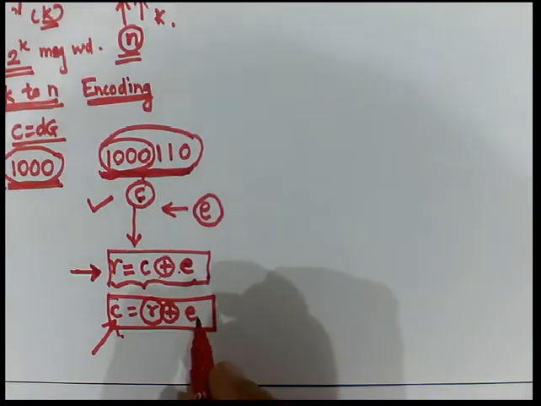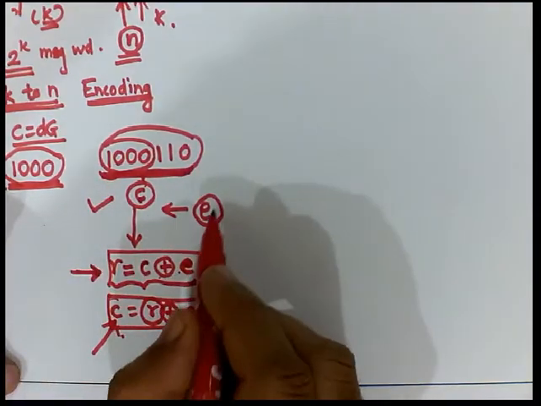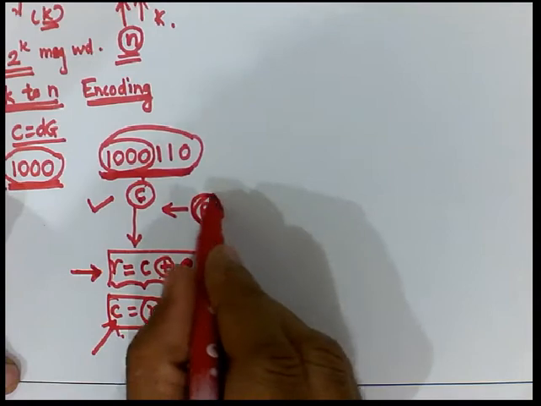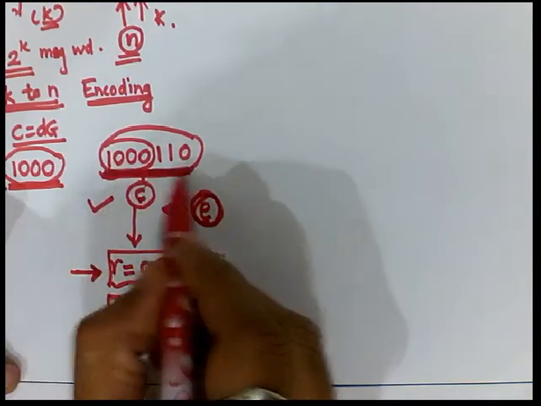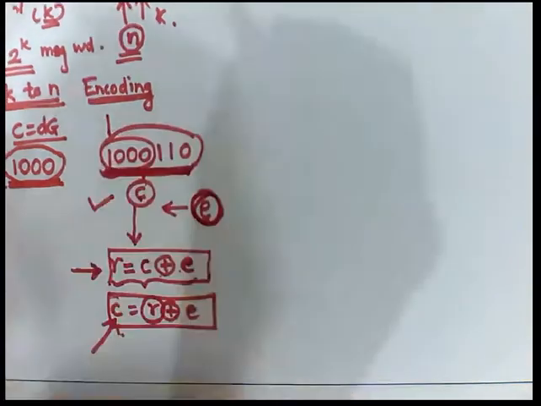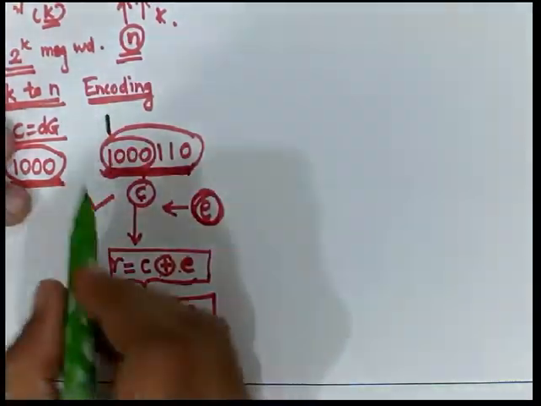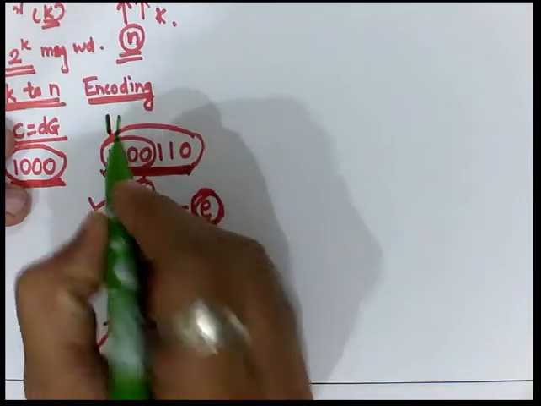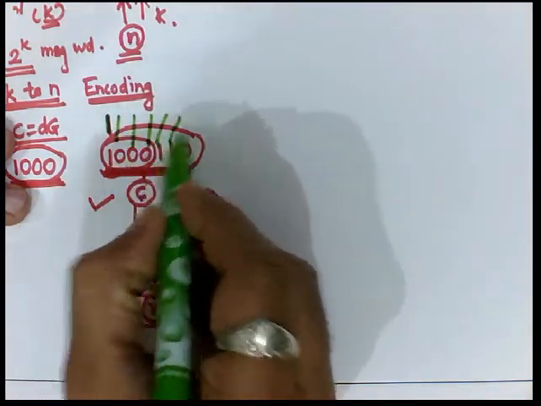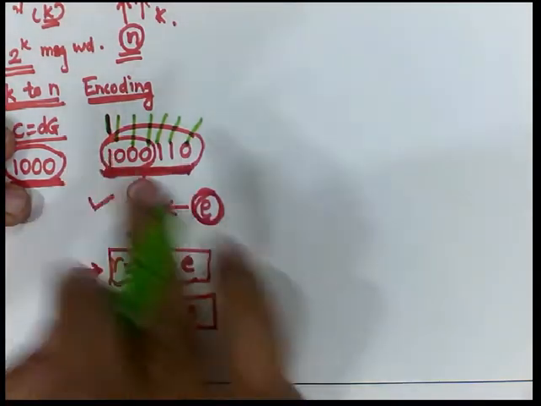Now we discuss this particular thing. When we write it like this, just concentrate on this E. In this particular 7 bits, where can the error be? So the error may be at the first location, this particular location. It may be at the second location, third, fourth, fifth, sixth, seventh. So it may be at any location from first to seventh.